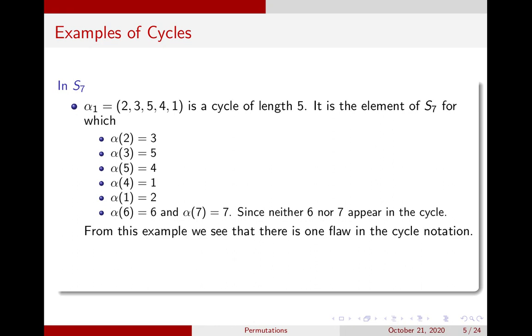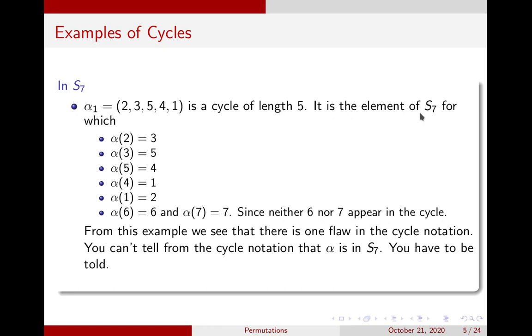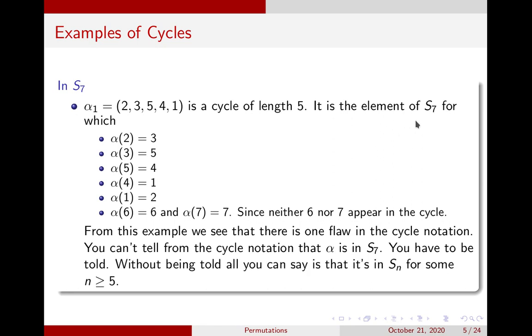So we can see from this example that there is a slight flaw in the cycle notation. You can't tell just looking at this 5-tuple that alpha 1 is in S7. You really have to be told that it's in S7. Without being told which S sub n alpha is in, it could be in S sub n for any n greater than or equal to 5.